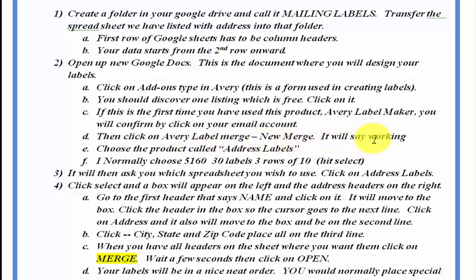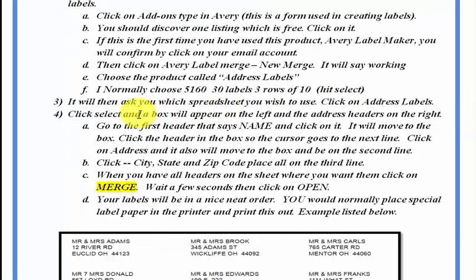Then click on Avery Label Merge, New Merge. It will say Working. Choose the product called Address Labels. Now, I normally choose 5160, 30 labels. There's 3 rows of 10. Hit Insert or hit Select. Okay? It will then ask you which spreadsheet you wish to use. Click on the address label spreadsheet that you created and click Select, and a box will appear on the left and the address headers will be on the right. Wait a few seconds while they pop up.